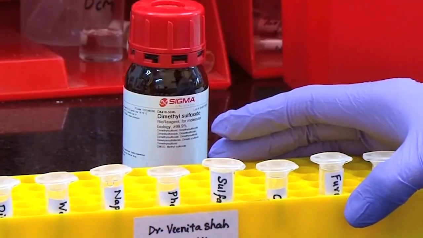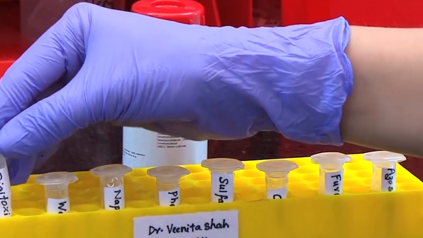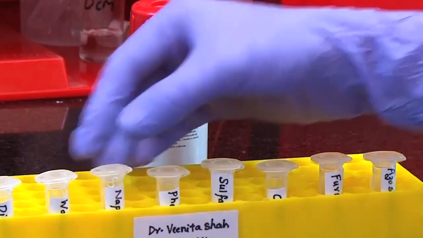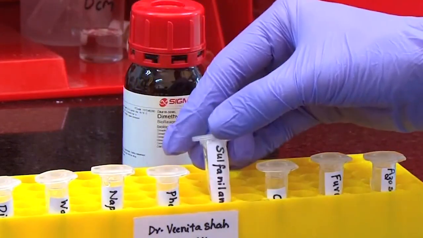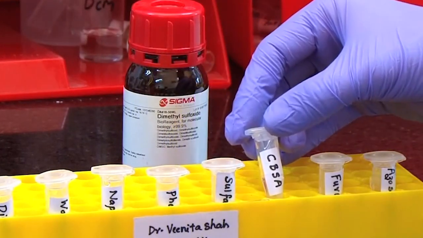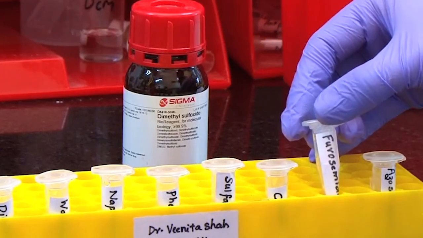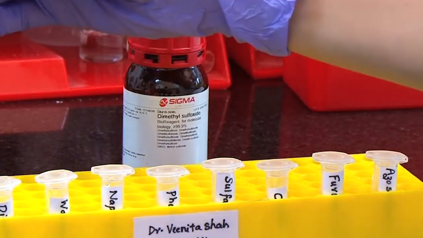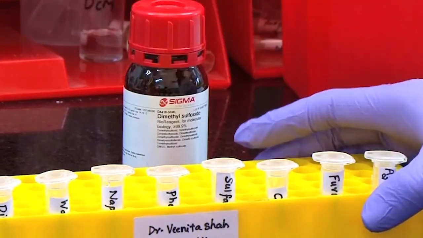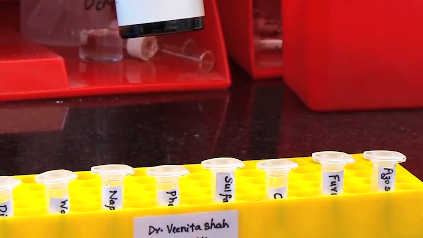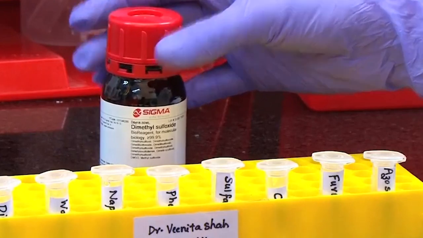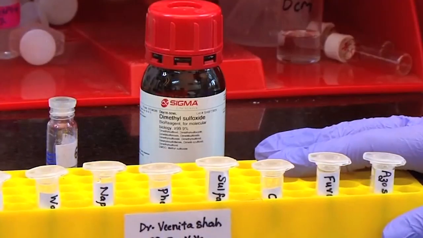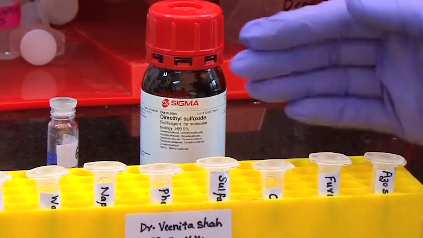We will be preparing all small molecule samples including digitoxin, warfarin, naproxen, phenytoin, sulfanilamide, carboxybenzene sulfonamide, furosemide, and azosulfamide from 1.05x TDS and 10 millimolar stock solution of these drug molecules using DMSO solution according to the tables shown here. So a final concentration of 30 micromolar of small molecules will be used for this screening assay.